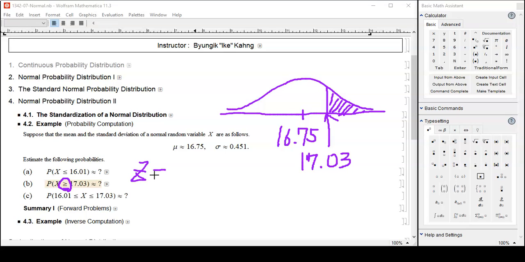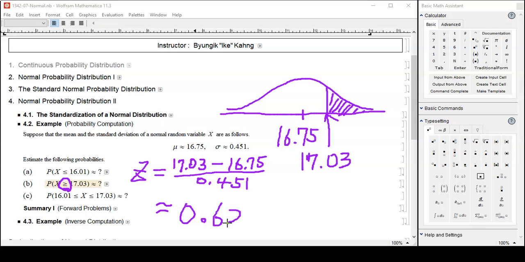Z is end minus center over SD, so 17.03 minus 16.75 over 0.451. X minus mu over sigma, or end minus center over SD. Either way, if you do this computation, I'm pretty sure you're going to get 0.62 approximately speaking. The same number we discussed in section 3. That was the design, by the way.